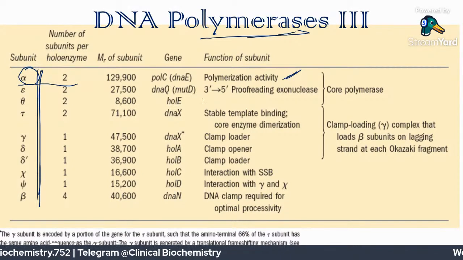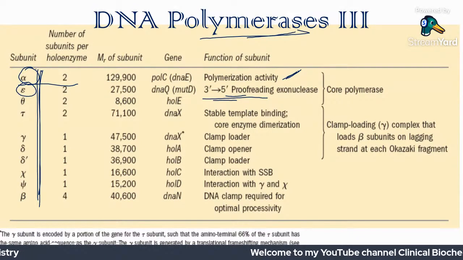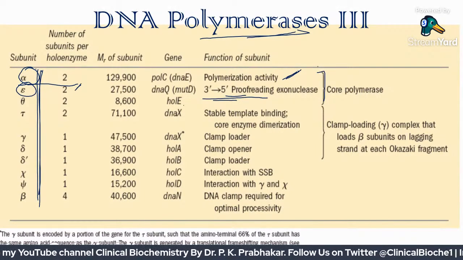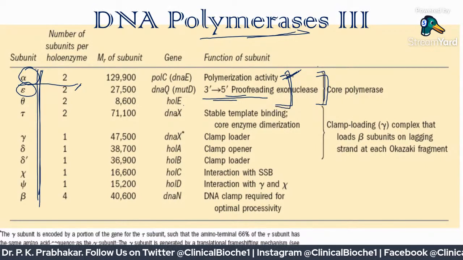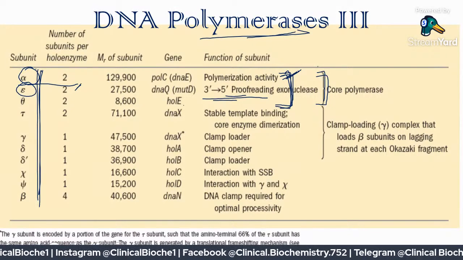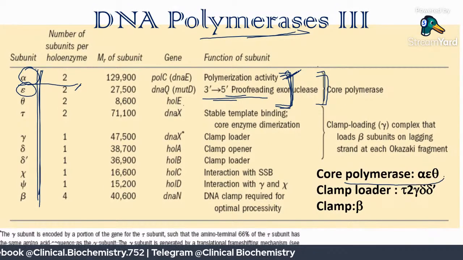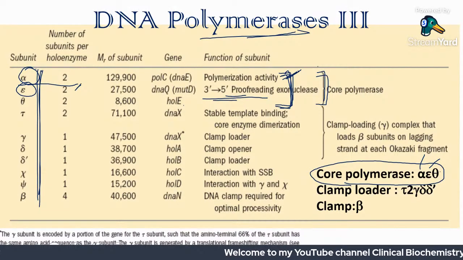Then proofreading capacity will be done by epsilon. That also, how many? 2. So this alpha, epsilon, and theta, these 3 together make a core molecule. We have seen there are many components. One is the core enzyme. So 3 components make the core enzyme. If you see the structure here, the core polymerase is alpha, epsilon, and theta. Alpha for polymerization, epsilon for proofreading, and theta does not have a defined function.